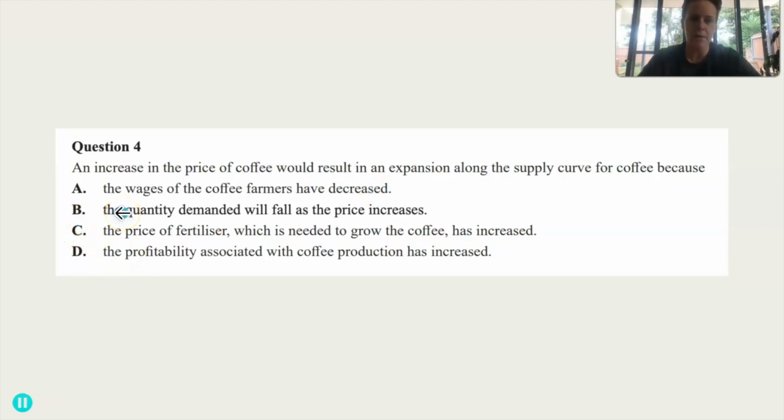So the quantity demanded will fall as the price increases. Keep going. The price of fertilizer, which is needed to grow the coffee, has increased. No. And the profitability associated with coffee production has increased. Now, I'm going to link the word profitability through to price. And if price has gone up, well, then we know that there needs to be an expansion along the supply curve. So the answer is D. A and B, I mean, if we really unpacked it, potentially, but the word profitability is directly linked to prices. So go for the most obvious answer.